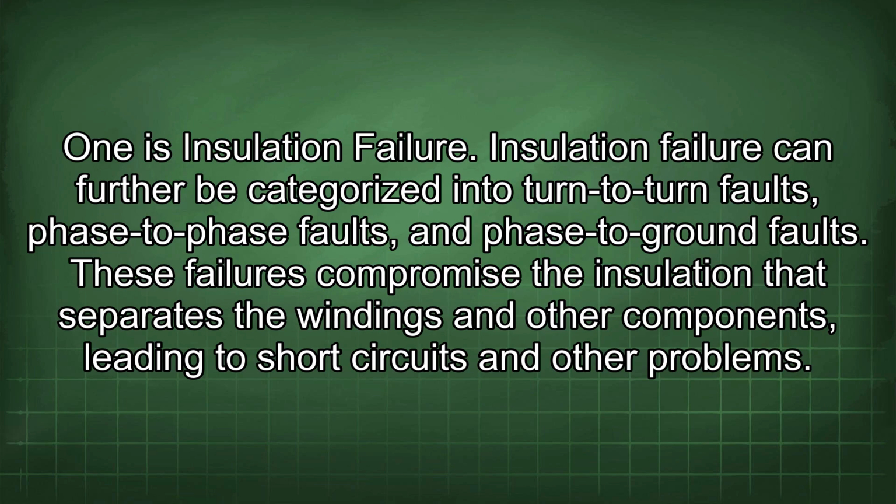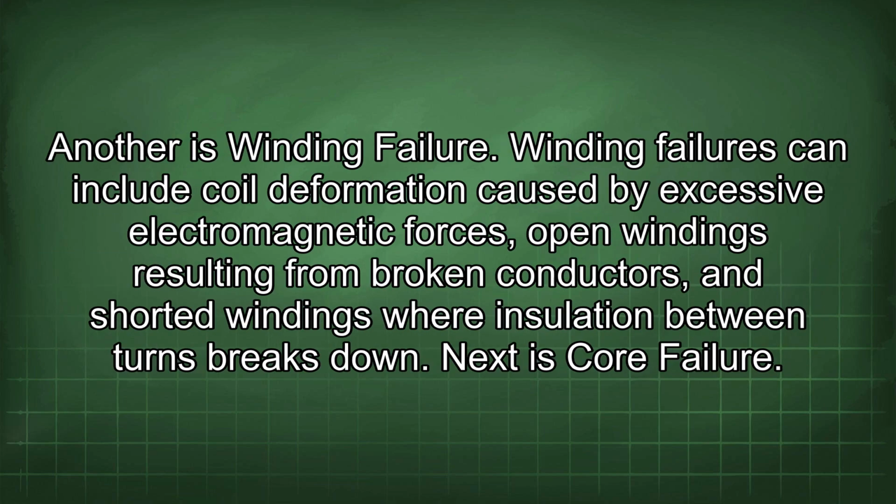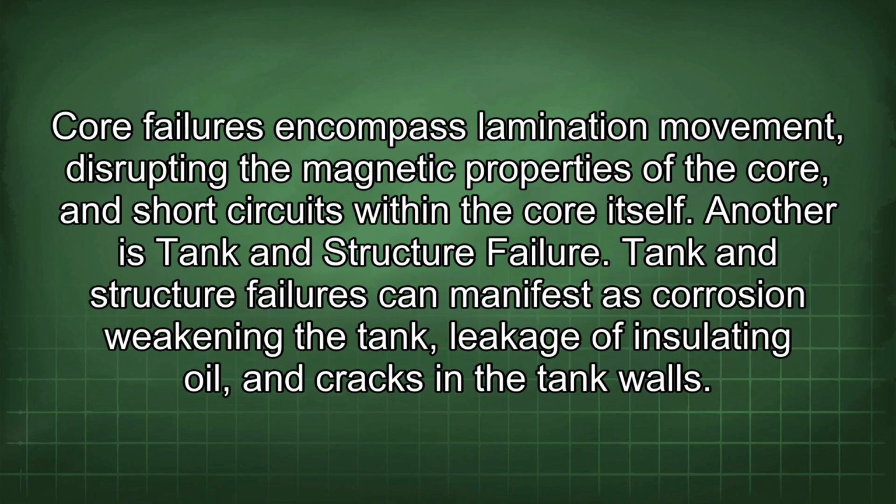These failures compromise the insulation that separates the windings and other components, leading to short circuits and other problems. Another is winding failure. Winding failures can include coil deformation caused by excessive electromagnetic forces, open windings resulting from broken conductors, and shorted windings where insulation between turns breaks down. Next is core failure. Core failures encompass lamination movement, disrupting the magnetic properties of the core, and short circuits within the core itself. Another is tank and structure failure.